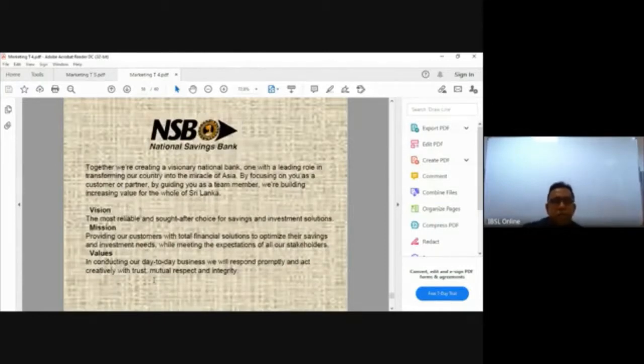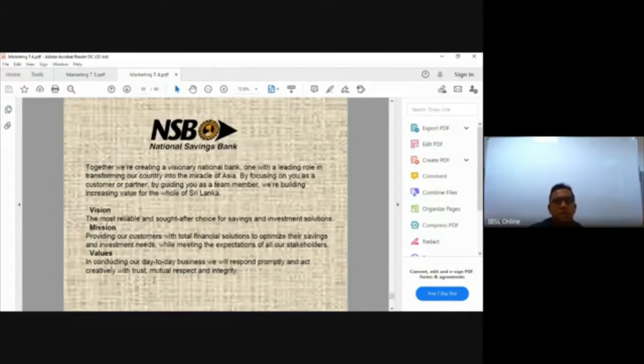NSB. Together, we are creating a visionary national bank, one with a leading role in transforming our country into a miracle of Asia, by focusing on you as a customer partner, by guiding you as a team member. We are building increasing value for the whole of Sri Lanka.